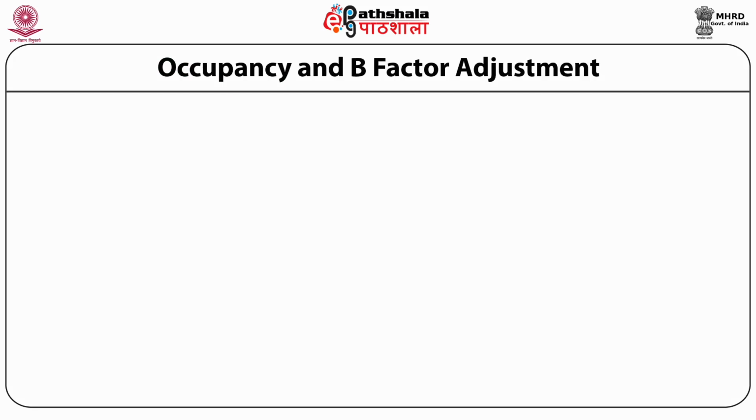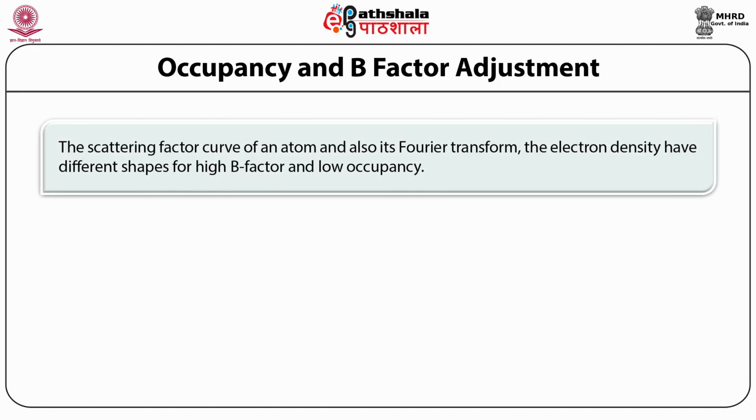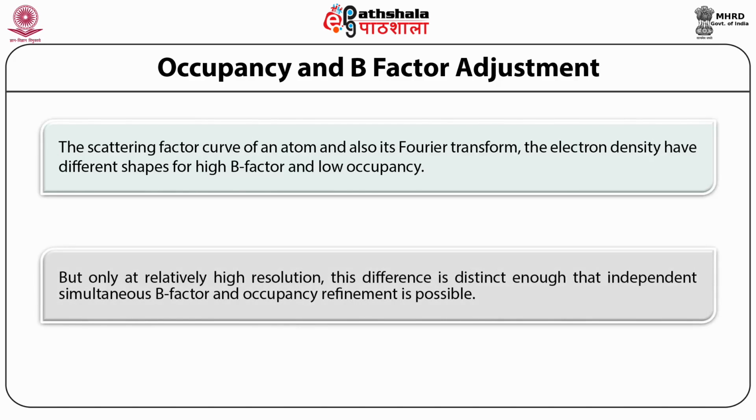The occupancy and B factor adjustments. This is very important. The scattering factor curve of an atom and also its Fourier transform, the electron density, have different shapes for high B factor and low occupancy. But only at relatively high resolution is this difference distinct enough that independent simultaneous B factor and occupancy refinement are possible.